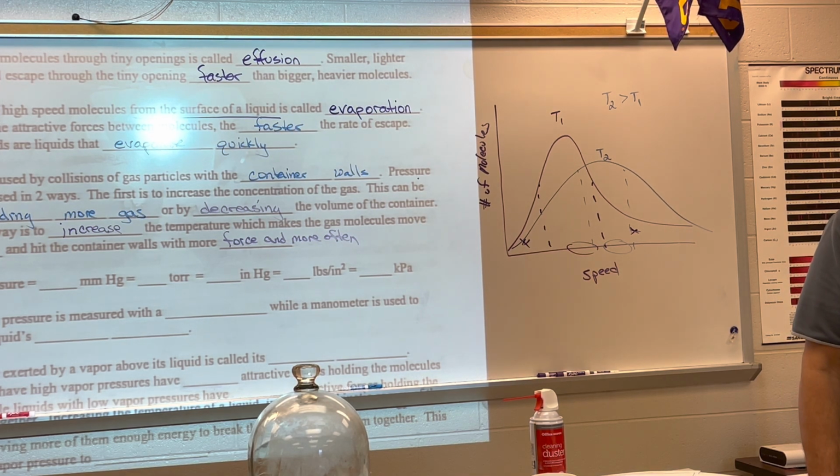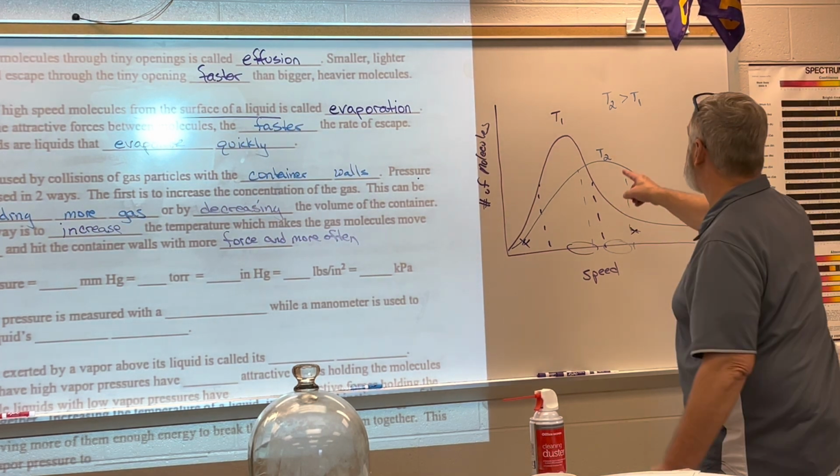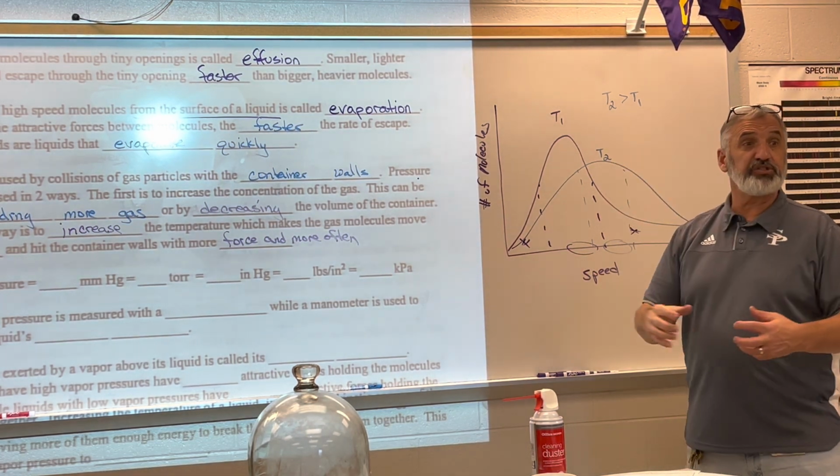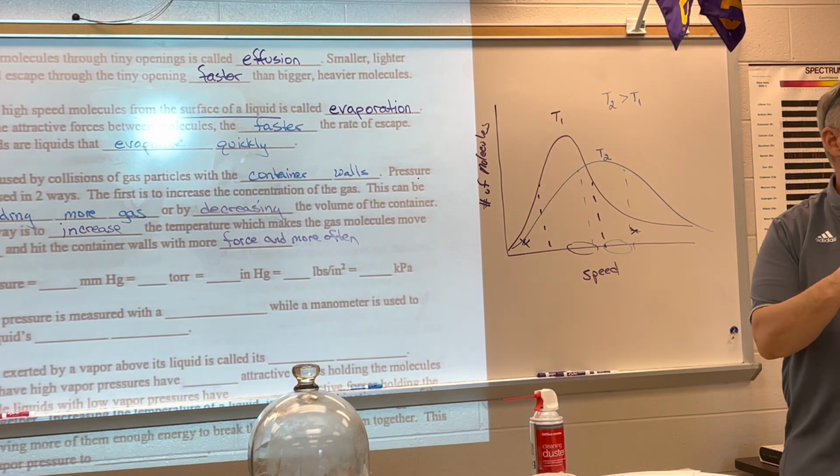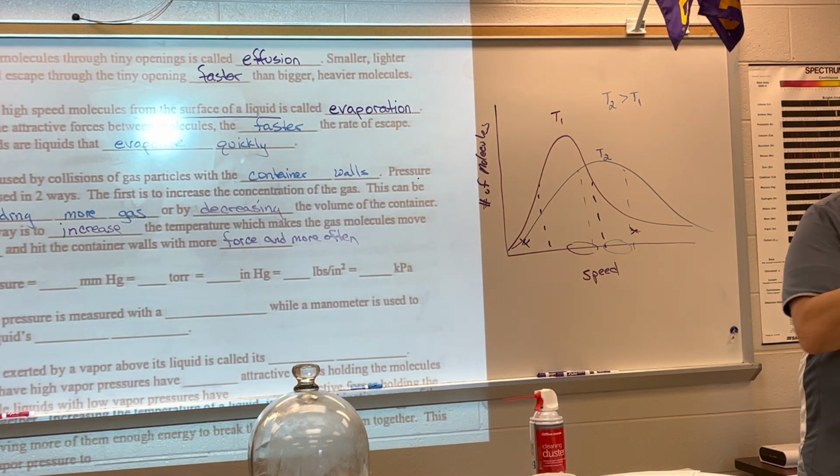The 70 is going to be much more impactful, right? Hit with much greater force. So as you go from 20 degrees to 70 degrees, the molecules are not only just moving, they're moving faster, so when they hit the wall, they hit it more aggressively, plus they're hitting it more often.